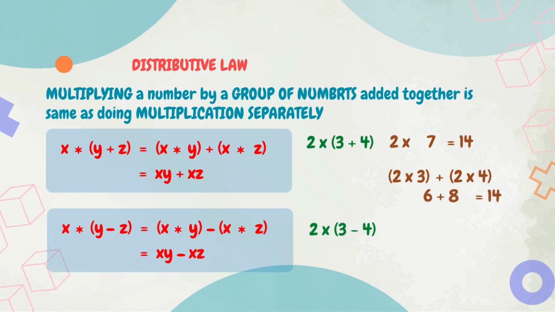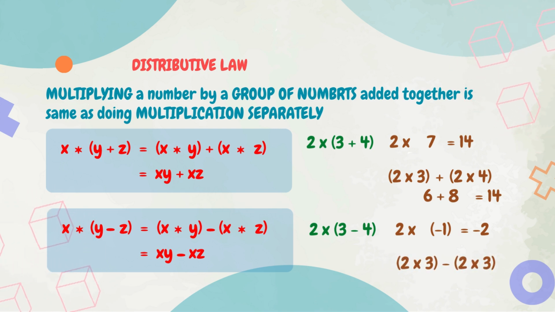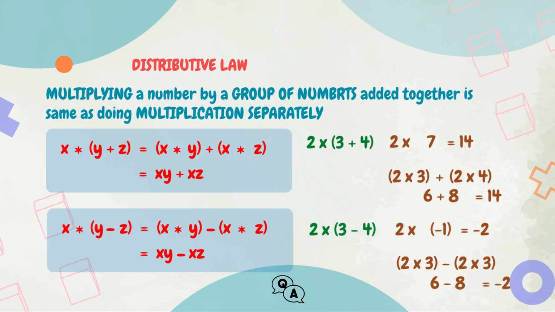Likewise, 2 times (3 minus 4). We can either group 3 minus 4 then multiply with 2, or multiply 2 with 3 and 4 separately. For the first method, 3 minus 4 gives negative 1, then 2 times negative 1 gives negative 2. For the second method, 2 times 3 minus 2 times 4. 2 times 3 gives 6, minus 2 times 4 gives 8. 6 minus 8 gives negative 2 as well. Test the distributive property with different numbers. Pick a number to multiply and see if you get the same result when distributing.